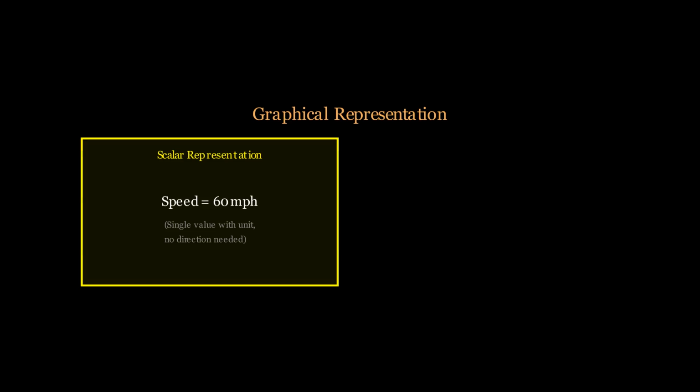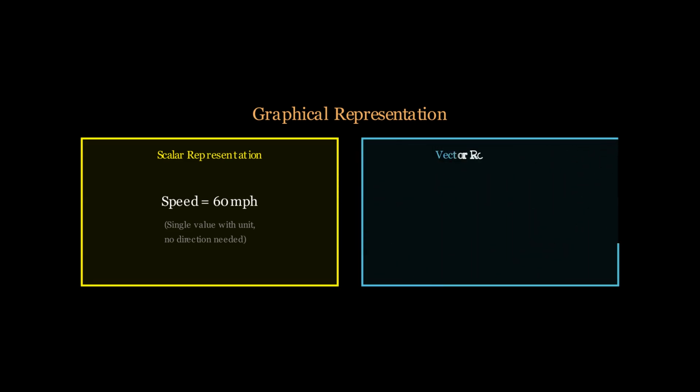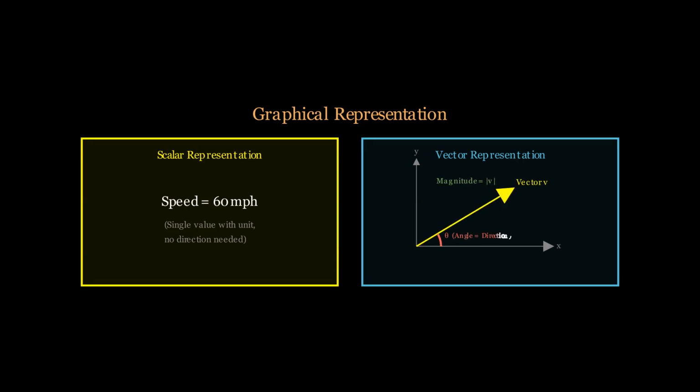Graphically, a scalar is represented simply as a standalone value with a unit, such as speed equals 60 miles per hour. A vector, on the other hand, is drawn on a coordinate system using an arrow starting from the origin. The length of the arrow represents its magnitude, while the angle theta relative to the axis defines its direction.